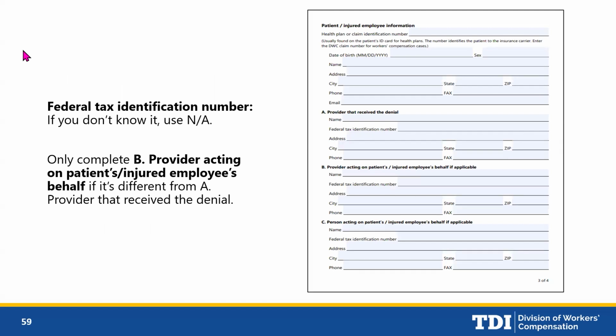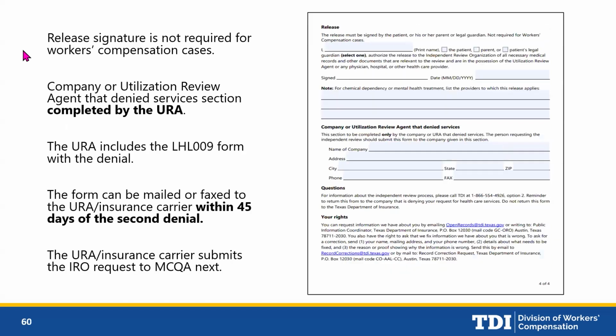The federal tax identification number for the provider, if you don't have it, you don't have to place it on that, and only complete Part B if it's different from Part A. So know that if you have any questions, you have the contact numbers there. And the last section, for workers' compensation, HIPAA does not apply, so a release signature is not required for workers' compensation cases. The bottom part is to be filled out by the utilization review agent.